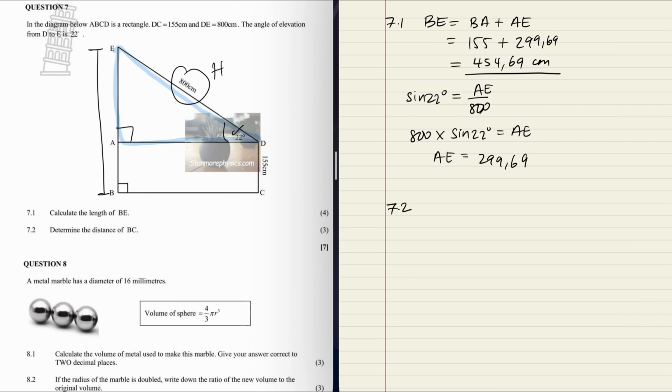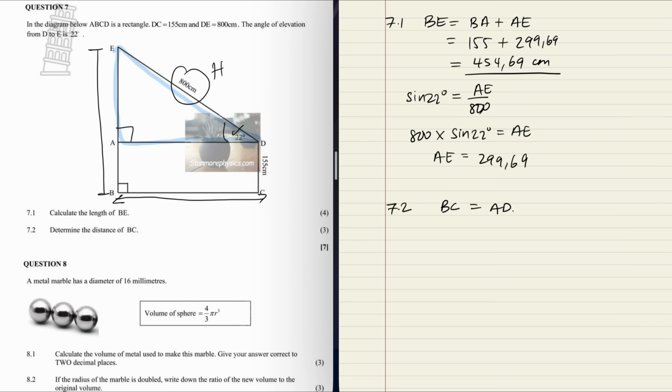Now question 7.2, determine the distance BC. So BC is this length right here, and that's going to equal the length of AD. So BC is going to equal AD, and we can figure out the length of AD by using Pythagoras, or you can use trigonometry. So I'm going to use trig. You can use Pythagoras, it'll still work.